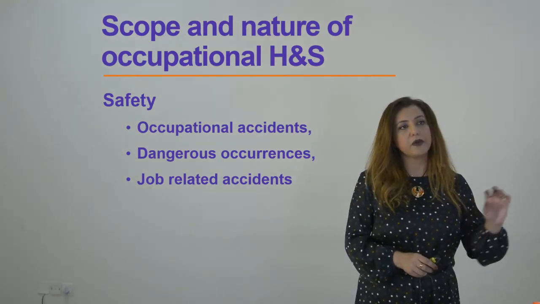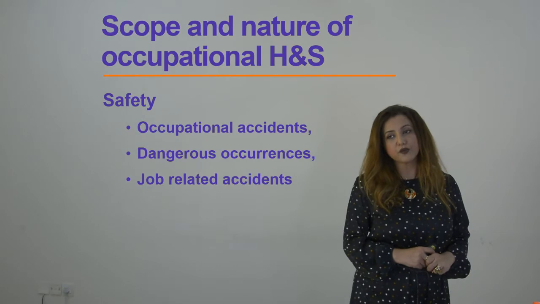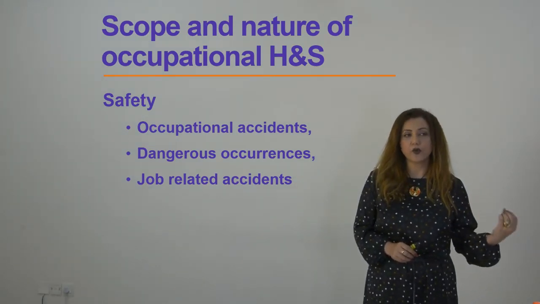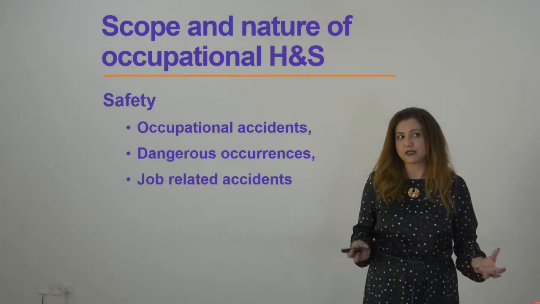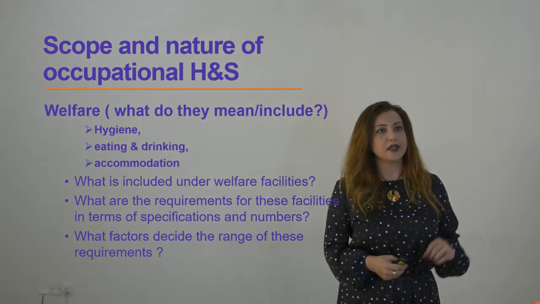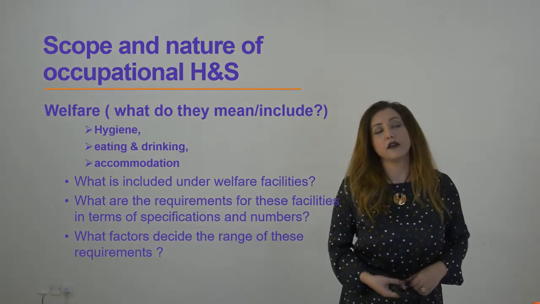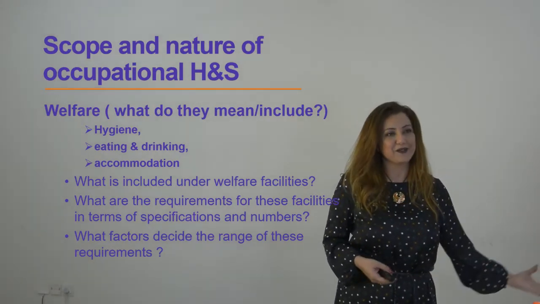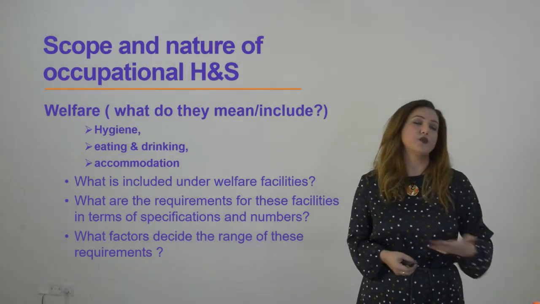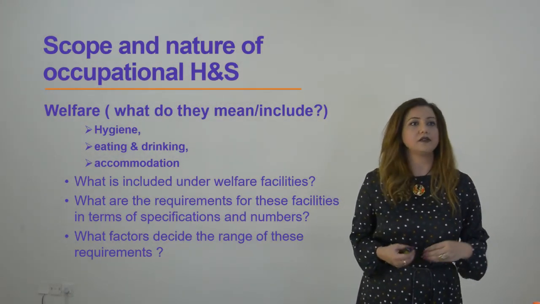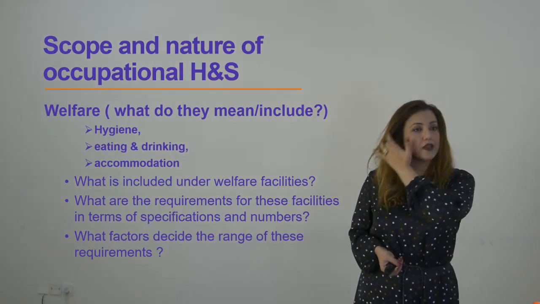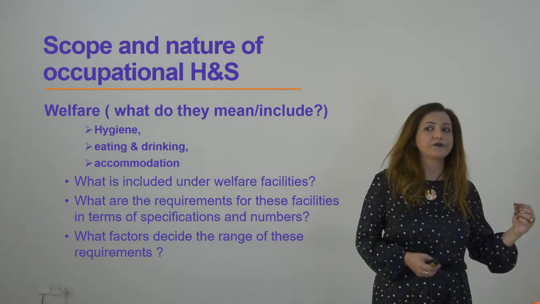Welfare facilities are also part of health and safety requirements within the workplace. They include the hygiene requirements such as toilets, wash basins, showering facilities if required. Eating and drinking areas are part of the minimum requirements for health, for hygiene, for welfare facilities within the workplace. Accommodation if required for staff to work in shifts, such as the people who work in the oil and gas industry, work in shifts, so they spend 2 weeks or 5 weeks in the field. They need to be provided with adequate accommodation.